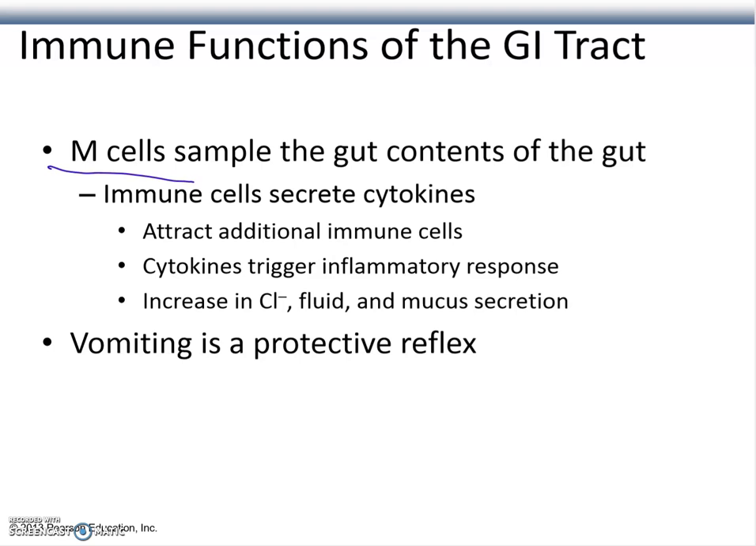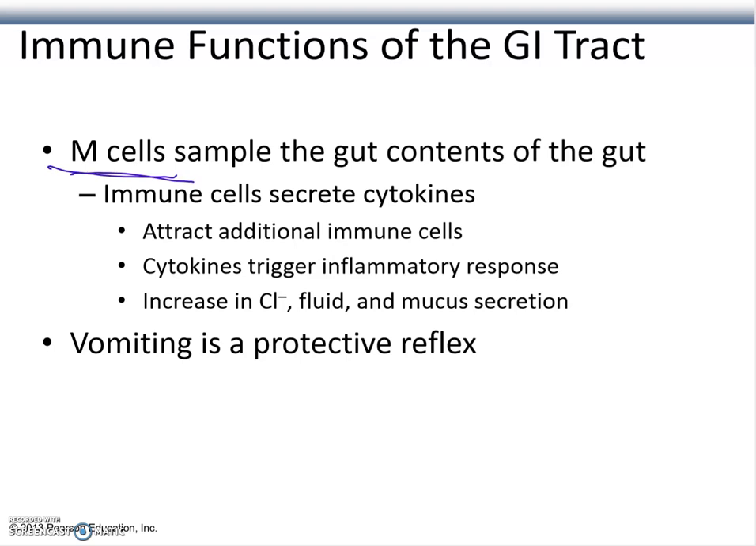A summary of the immune functions of the gastrointestinal tract. We do have M cells, and they sample the gut contents. The immune system cells will secrete cytokines, and they attract additional immune system cells if necessary, or cytokines that can trigger inflammation and increase the chloride, fluid and mucus secretion. So all of that's possible.